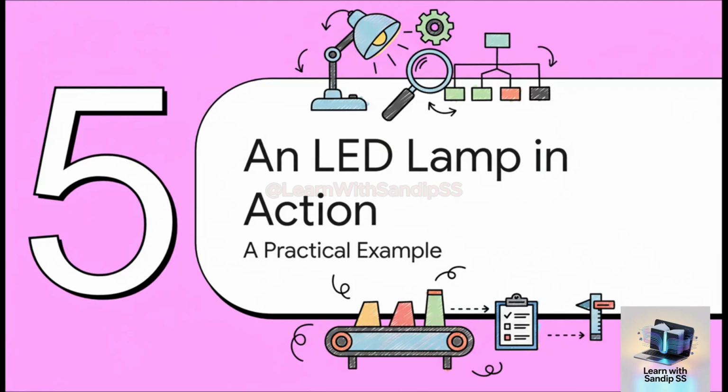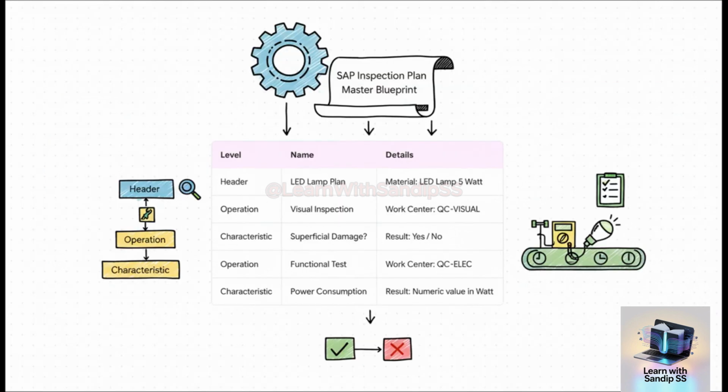All right, theory's great, but let's make this totally concrete. We're going to apply this 3-level structure to our original example, the quality inspection for an LED lamp. Just look at how cleanly this all maps out. At the header level, we link our plan to the material, the LED lamp 5 watt. Simple. Then we've got 2 operations.